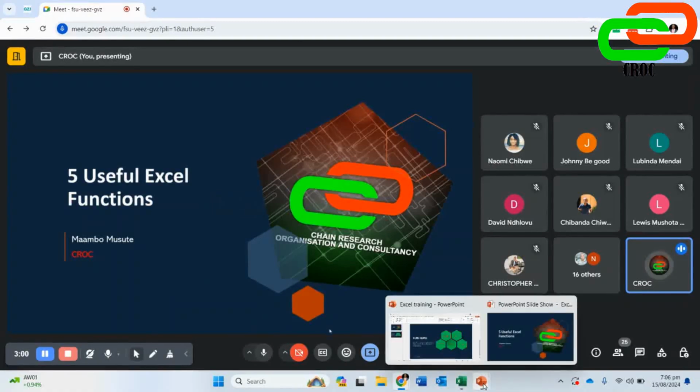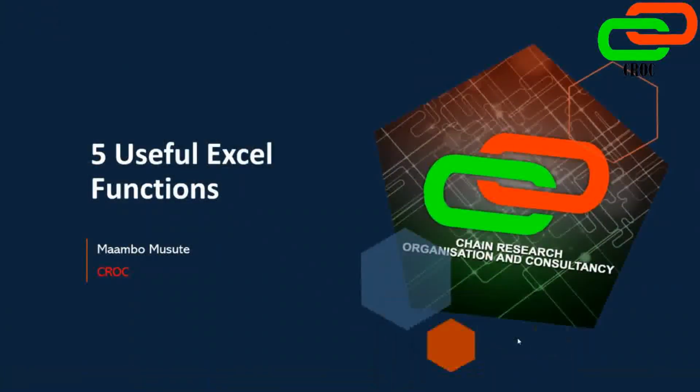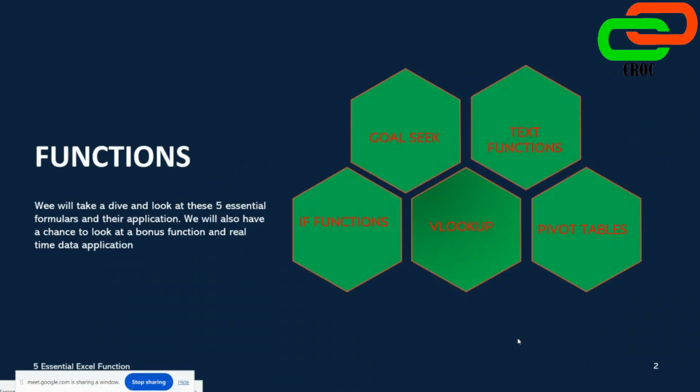So, what are we looking at today? Today, we are looking at 5 useful Excel functions. And what are these Excel functions? We're going to look at GoSeek to try to understand what GoSeek is. We'll look at text functions, we'll look at if functions, we'll look at Vlookup, and we'll look at pivot tables.